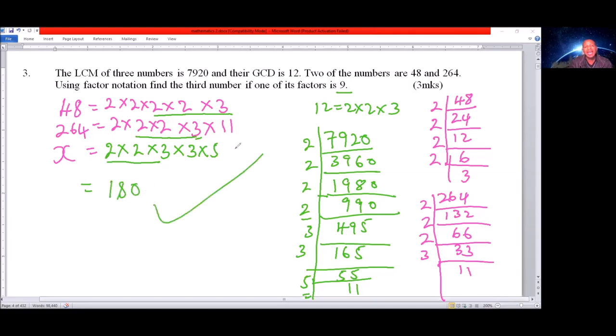So that is the number where the GCD of the three is 12, and the LCM will be 7,920. So that's how we work out that.